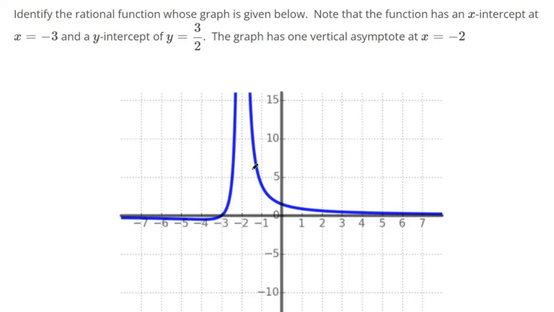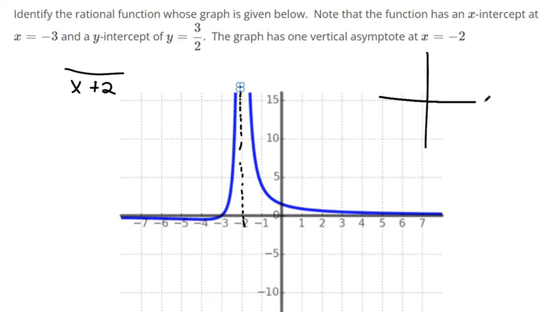We're asked to come up with a rational function for this graph. The first thing I see is that there's a vertical asymptote at -2. That must mean we have x plus 2 in the denominator. That's the only way we could have that divide by 0 problem. And that's when vertical asymptotes happen, when you have a divide by 0 problem.